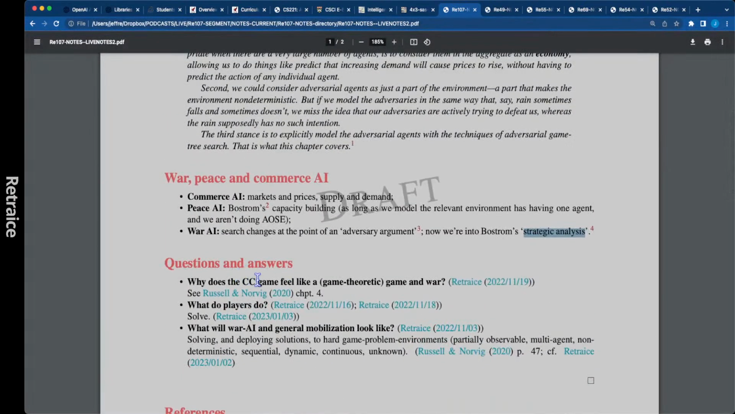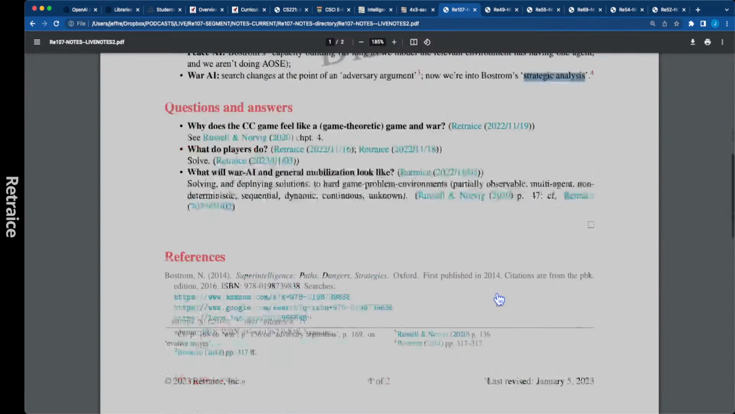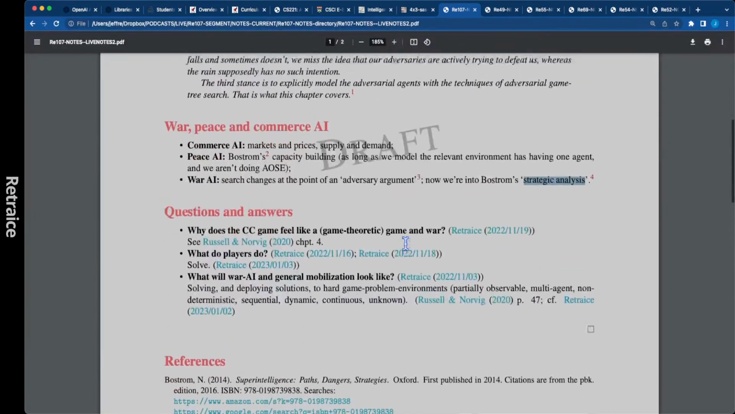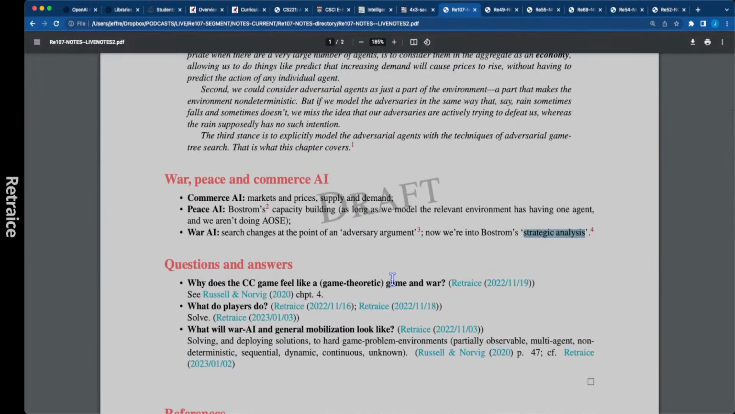So why does the computer control game feel like a game theoretic game or war? We asked that on 1119. It's all in the... I can't easily do the re-citation when I don't know my style. Never mind. Okay, my .sty file doesn't handle that. Okay, the answer to that question: why does the computer control game feel like a game theoretic game and war?